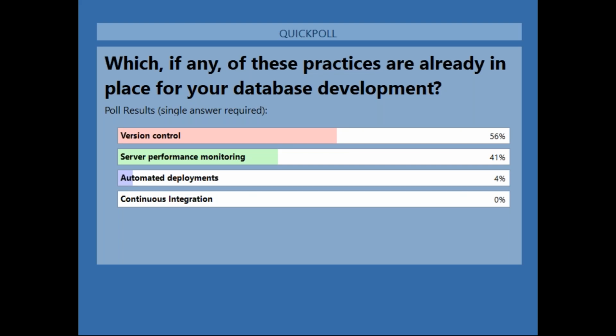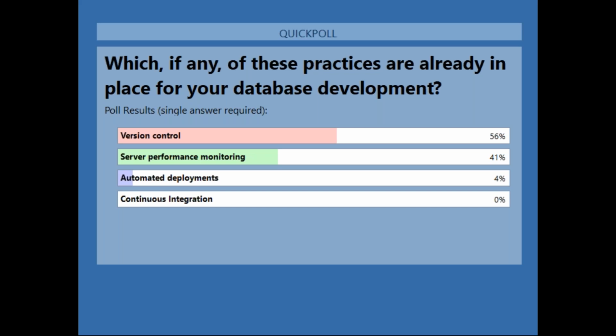As you can see, this is really good, and it's funny because it's fairly consistent with the actual survey result that we see here. Again, 56% of you are already version controlling your databases, which is great, and 40% of you are already monitoring the performance of your SQL servers. Only 4% are automating their deployments on the database side, and 0% have continuous integration in place. Again, which is fairly common, and it's well aligned with what we see out there in the market. So this is great. That means we definitely have the right audience for our session today.